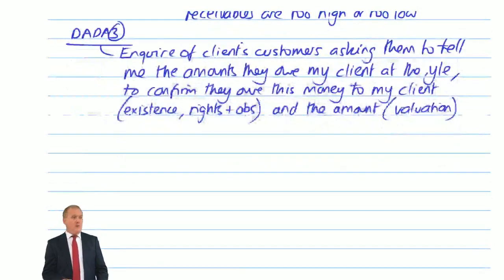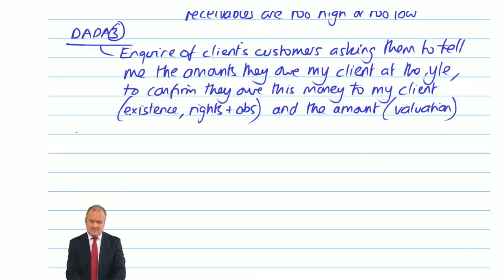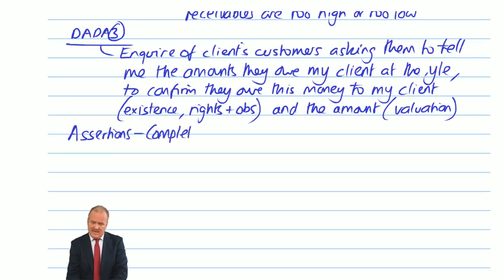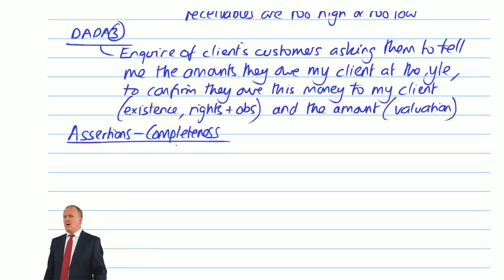Let's now have a go at using the assertions and see if that can come up with a test. Let's start at the top. Completeness. How do I know receivables are complete? Well, they are complete if they include every balance owed by a customer at the year end.